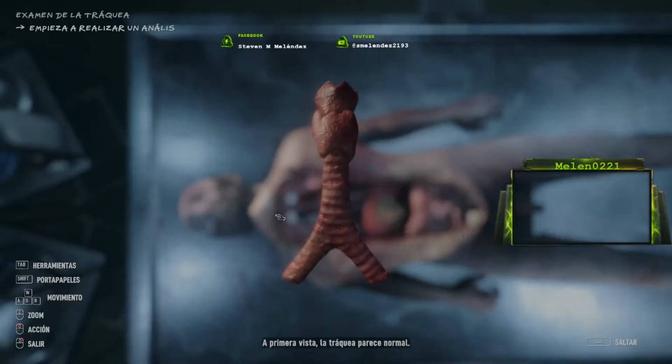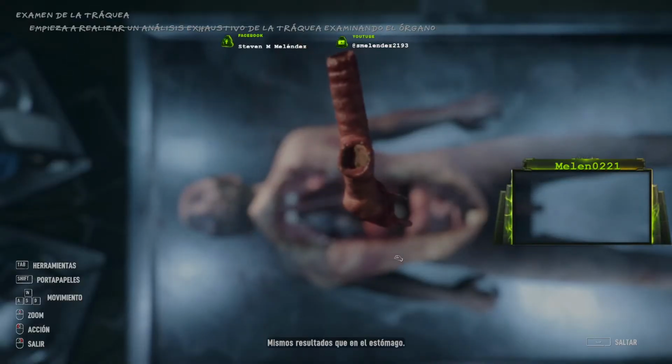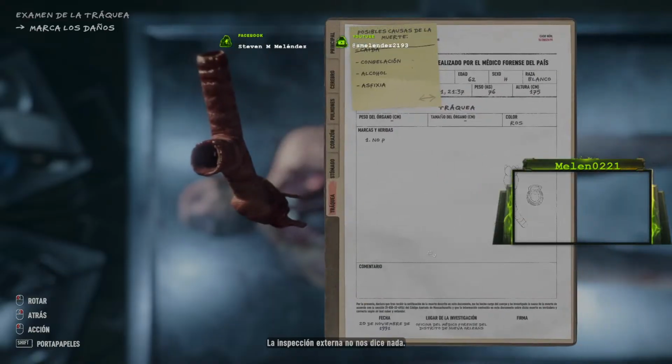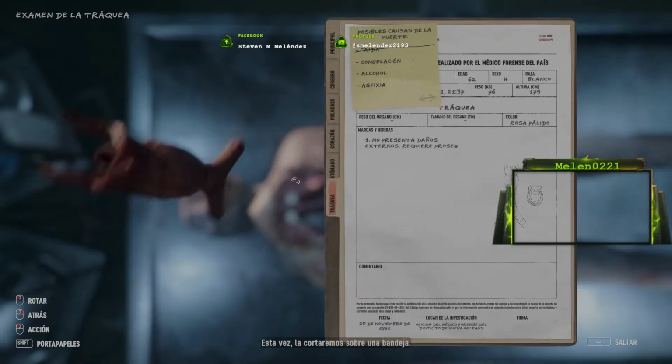At first glance, the trachea looks normal. Same result as with the stomach. The external inspection doesn't tell us anything. This time we'll cut on a tray.